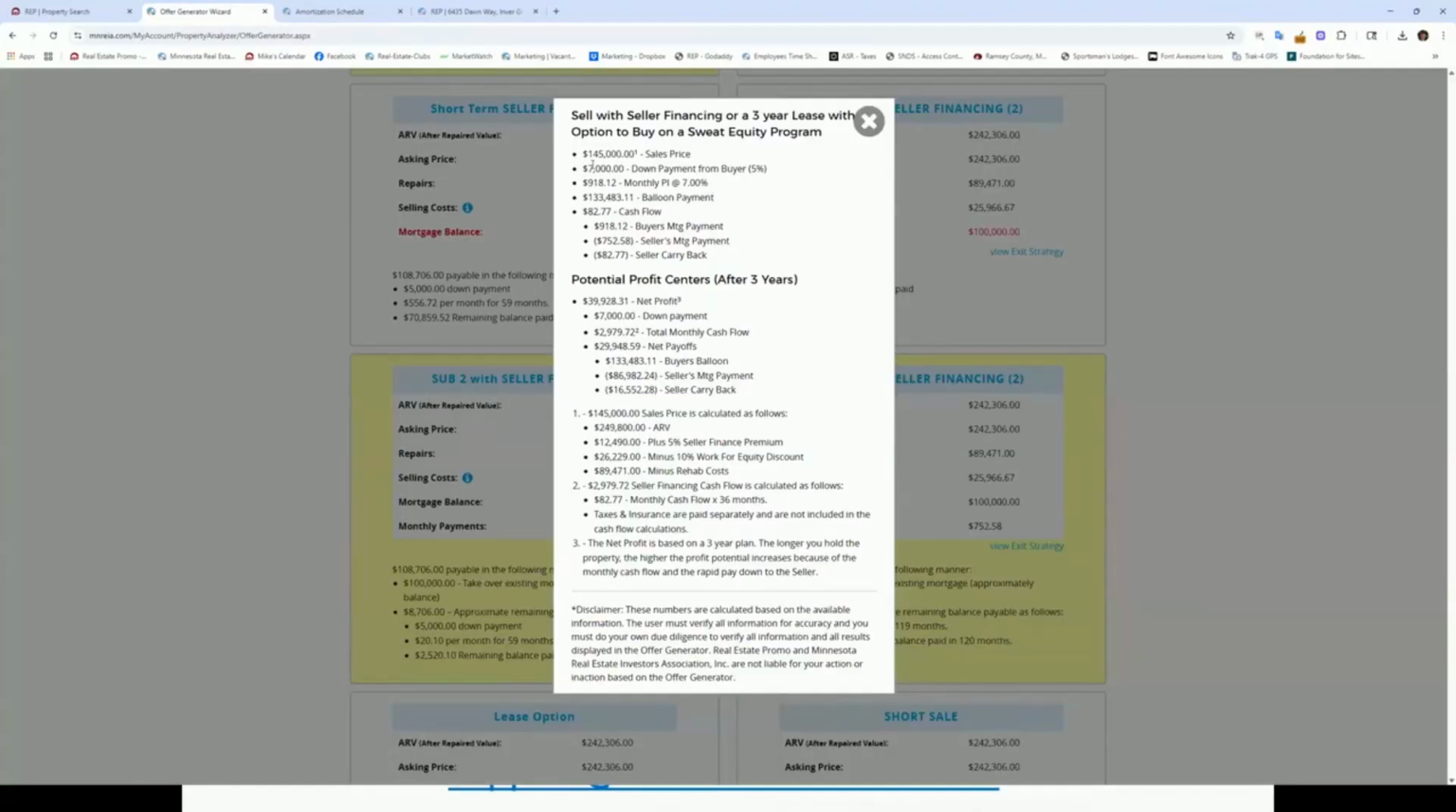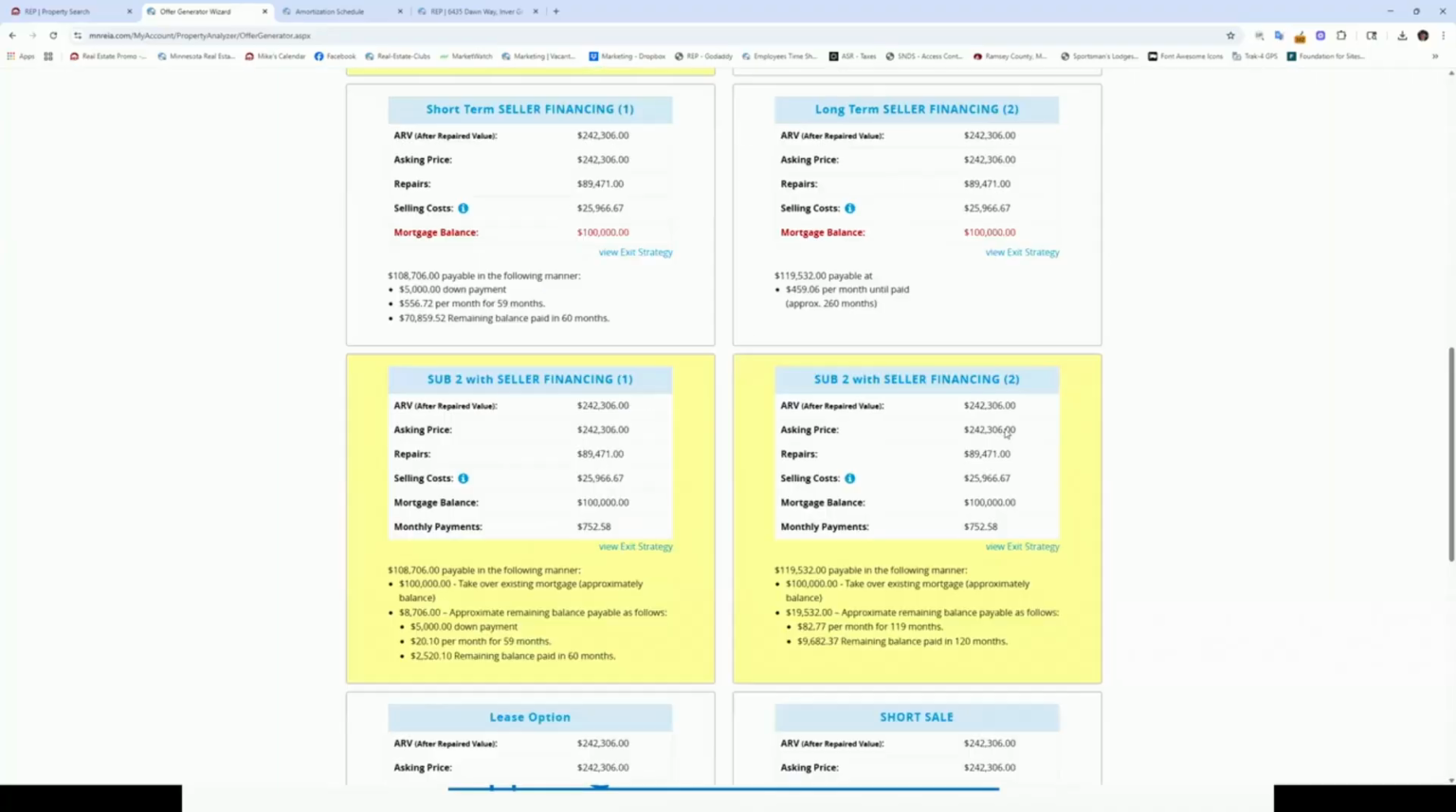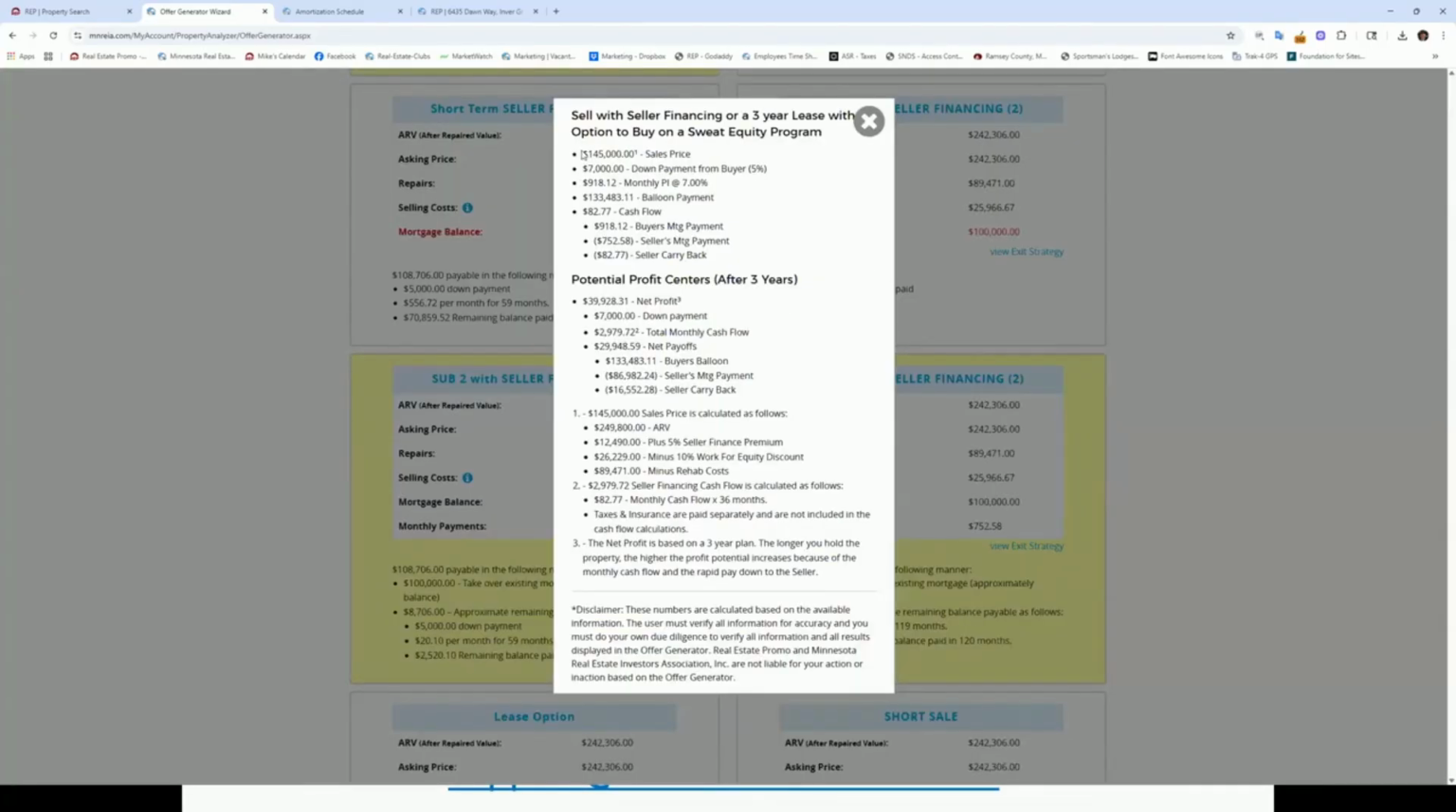So it's going to give you a breakdown saying, okay, if the seller accepted this offer, number 2, where I took over their loan of $100,000 subject to, and then did a carryback, paying them $82 a month. Right? Let's view our exit strategy. And here it's saying sell on a 3-year lease with the option to buy on what's called a sweat equity program.